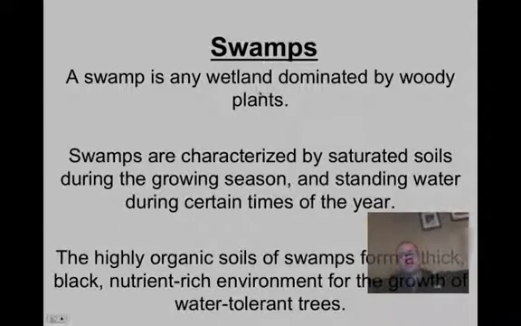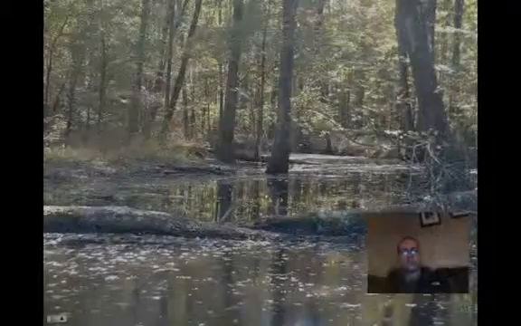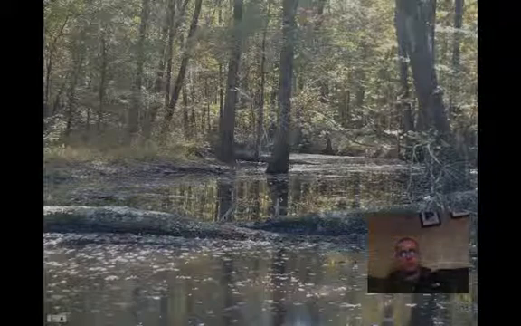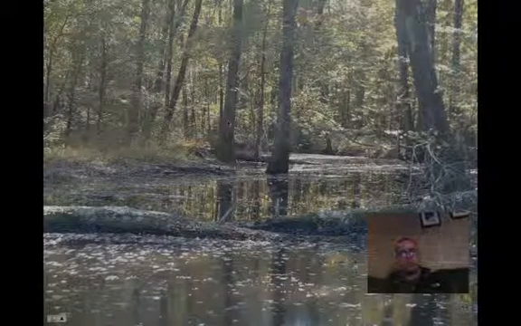Swamps are wetlands dominated by woody plants. Okay, so we're going to have two types here in a moment. So we have saturated soils, they're always wet. Standing water during certain times of the year, during most times of the year. Highly organic soils of swamps form a thick, black, nutrient-rich environment and the growths of water-tolerant trees. So we have that very rich, dark, organic soil. And this would be a swamp. Okay, woody plants. Okay, hardwood trees.